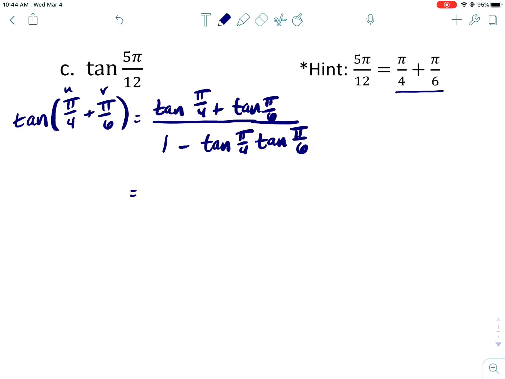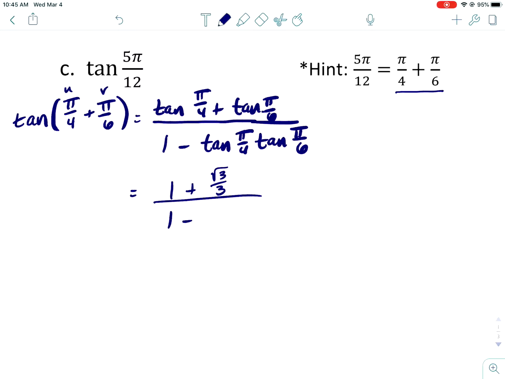Okay, so this is what you should get when you plug in your u and your v. All right, so we're ready to go ahead and find the tangent of pi over 4. What do y'all think? Right, so it's basically the square root of 2 over the square root of 2, which is 1. Good. All right, and then what about the tangent of pi over 6? Well, it's 1 over the square root of 3 or the square root of 3 over 3. Is that what you said? No? Okay. Yeah, make sure you do bottom over top.